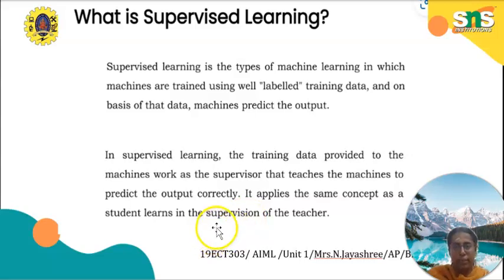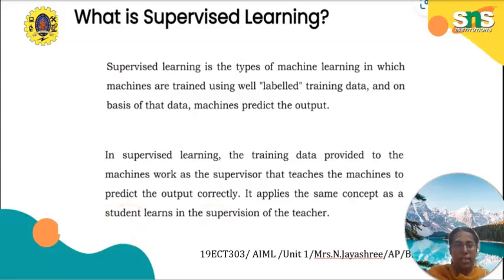In supervised learning, the training data provided to the machines works as a supervisor that teaches the machine to predict the output correctly. It applies the same concept as students learning under the supervision of a teacher.